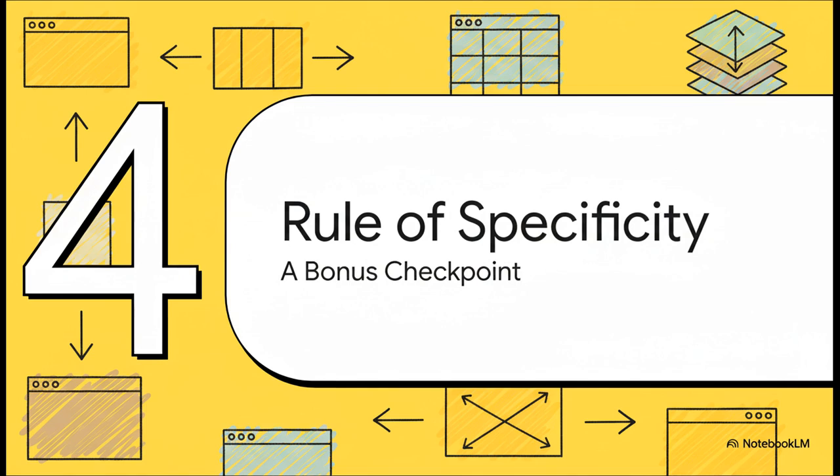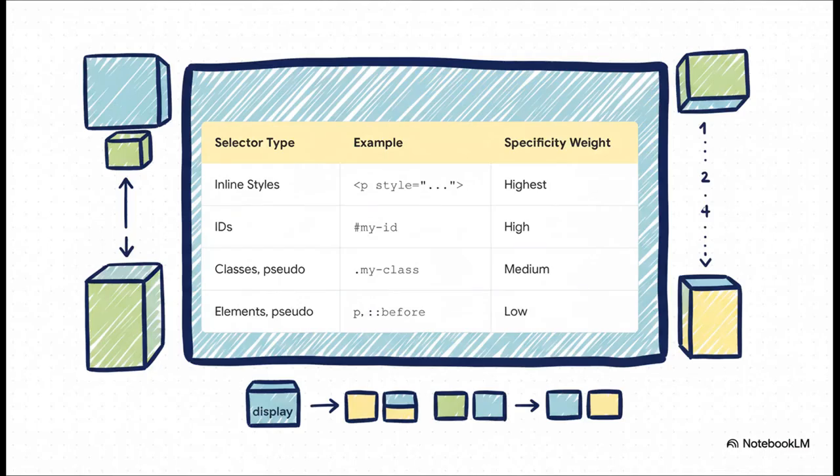Now, this isn't strictly about layout, but it's absolutely crucial for understanding why your styles, including position and z-index, are or maybe aren't applying. We're talking about the rule of specificity. So, when you have multiple CSS rules trying to style the same element, how does the browser decide which one to use? It uses a scoring system called specificity.